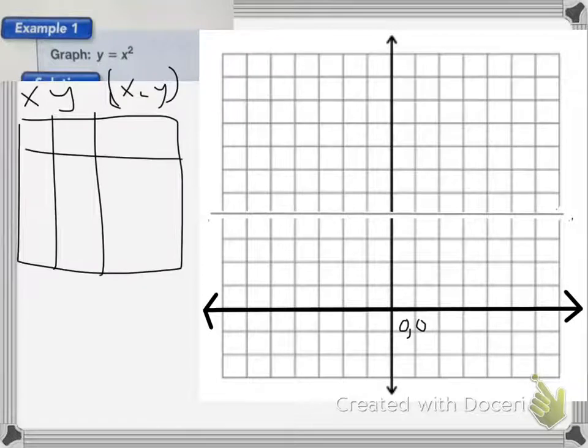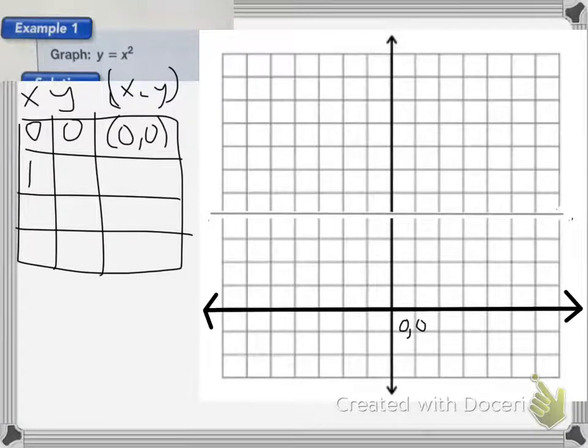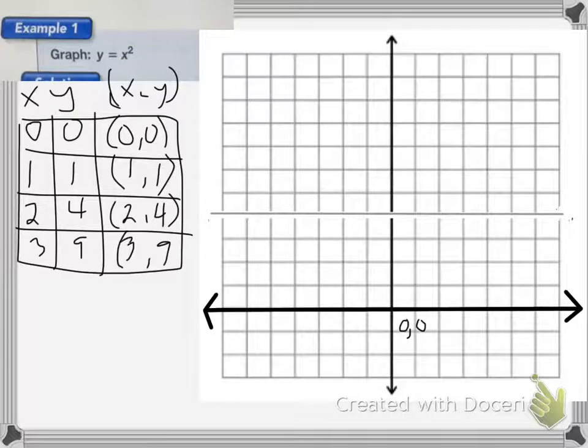Okay, so if x equals 0, y would be 0. So that would be point 0, 0. If x equals 1, y would equal 1. So that would be point 1, 1. Okay, then it would be 2 and 4, point 2, 4. And then 3 and 9, so it would be 3, 9.